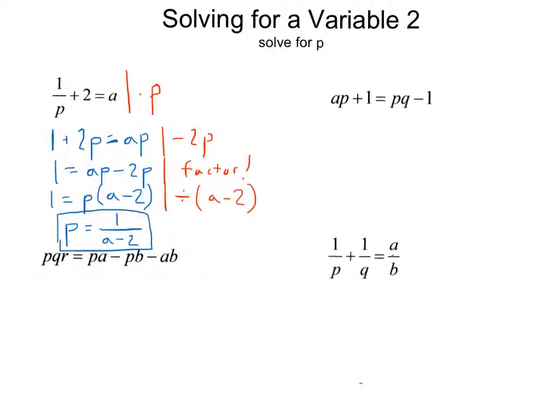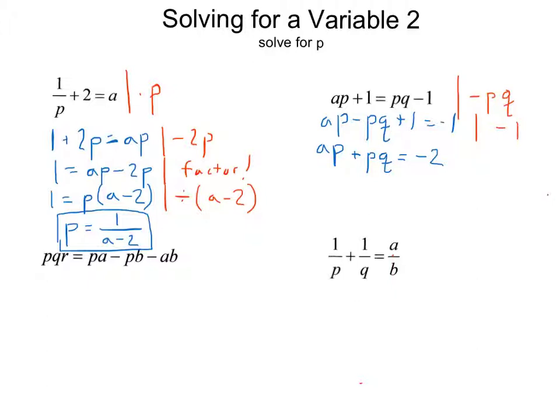Now this one over here on this side, I have p's on both the left and the right, so let's get those together. Okay, I've already gathered them. AP minus PQ plus 1 equals negative 1. 1 and negative 1 are not going to cancel, they're on different sides, so let's drag them together. P's are both on the left.